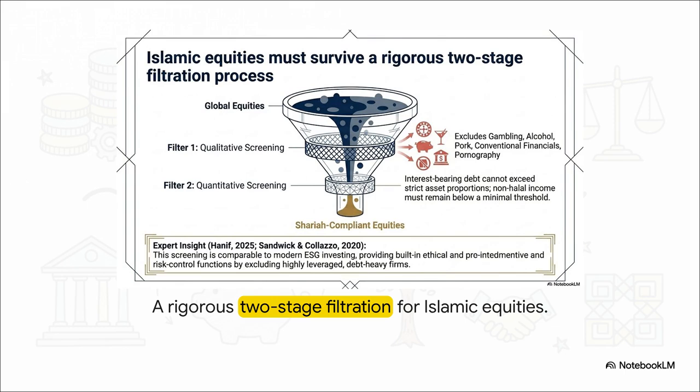Global stocks have to survive this rigorous two-stage filtration funnel. The first filter is qualitative. It just automatically strips out companies involved in gambling, alcohol, conventional financial services, you name it. Then, the second filter is quantitative. It meticulously examines a company's financial ratios to make sure interest-bearing debt and non-halal income stay below very strict thresholds. Researchers have pointed out this is incredibly similar to modern ESG investing. It basically gives you a built-in risk control function by inherently weeding out highly leveraged, debt-heavy firms.